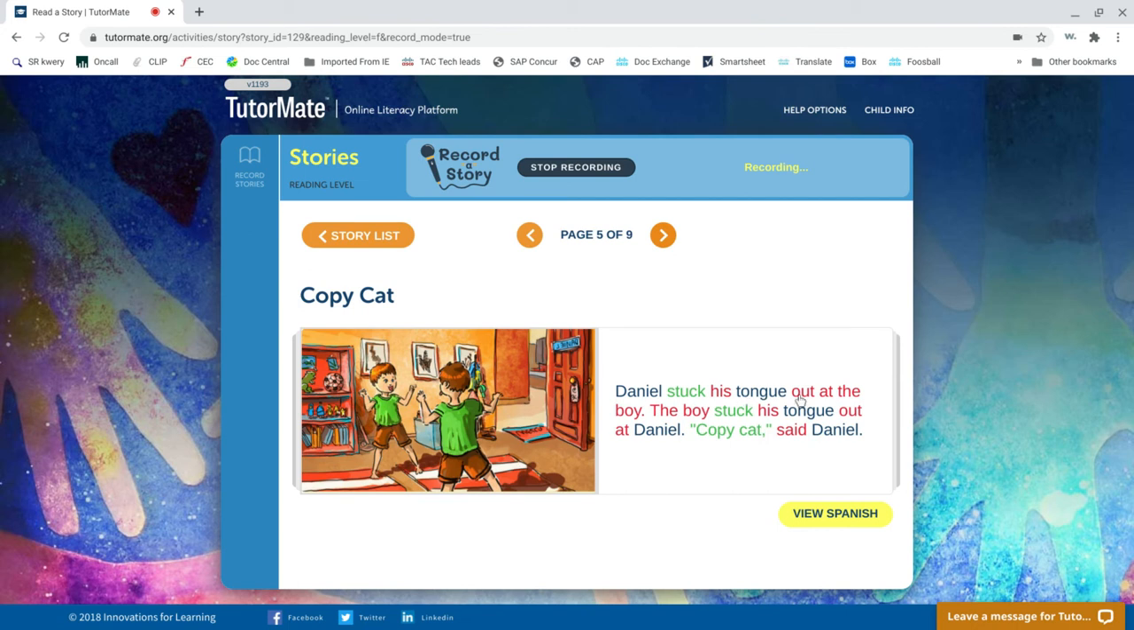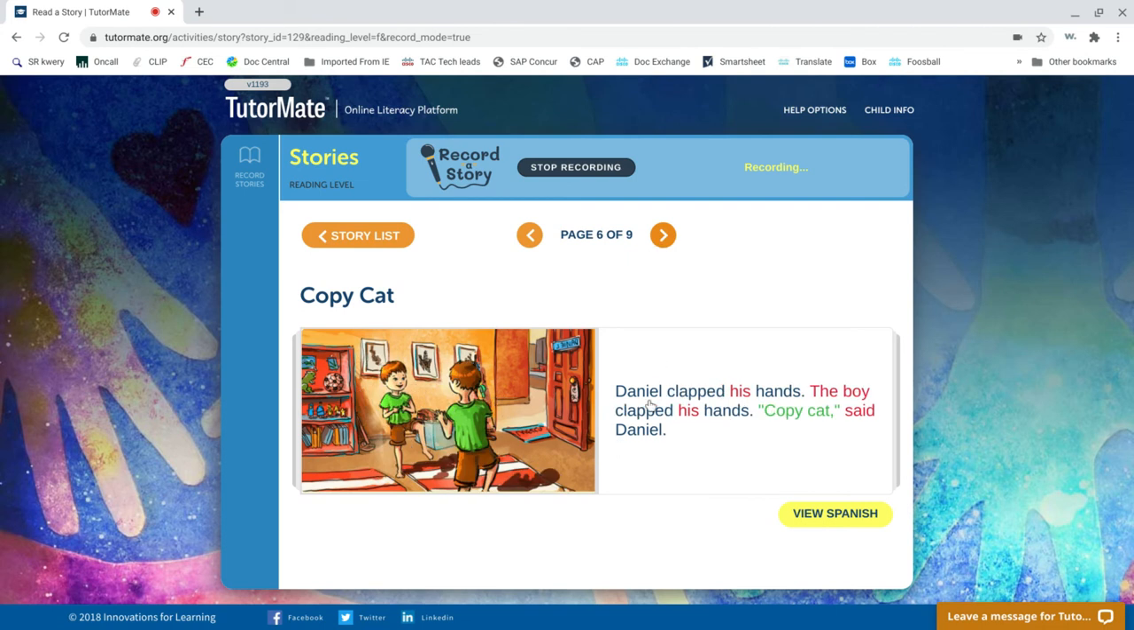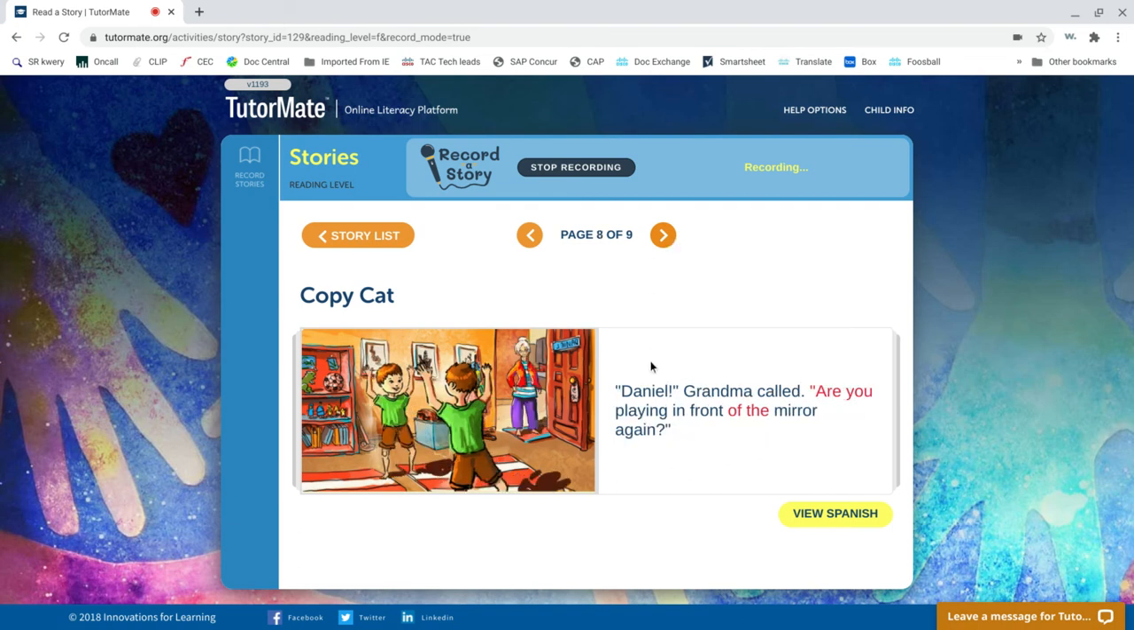Daniel stuck his tongue out at the boy. The boy stuck his tongue out at Daniel. Copycat, said Daniel. Daniel clapped his hands. The boy clapped his hands. Copycat, said Daniel. Daniel twirled in a circle. The boy twirled in a circle too. You are such a copycat, Daniel said. Daniel, Grandma called, are you playing in front of the mirror again?